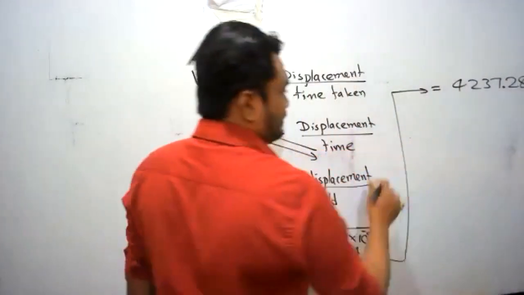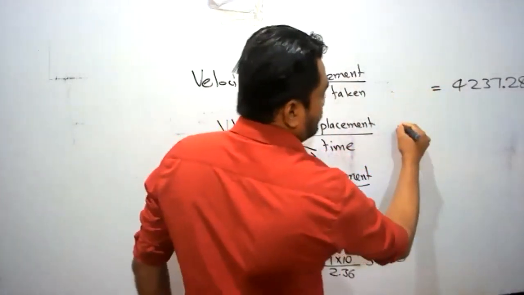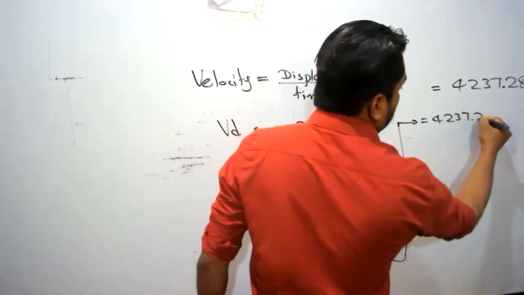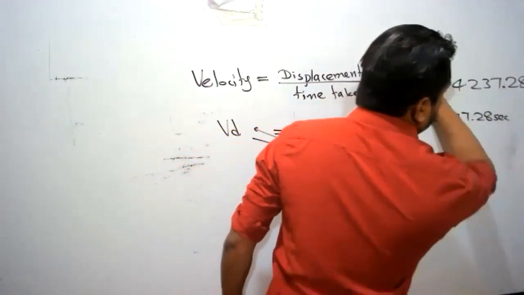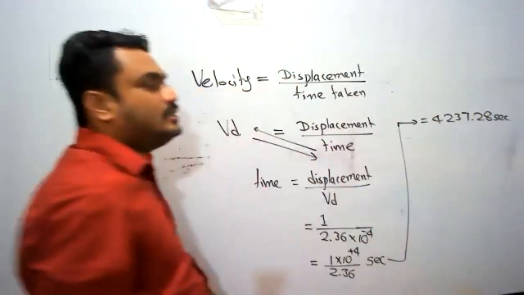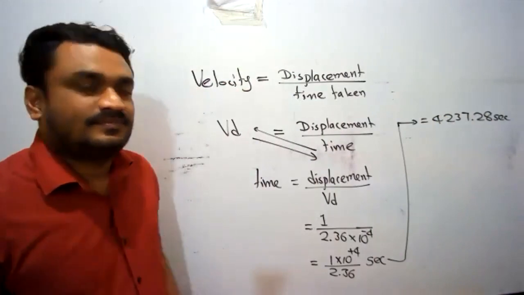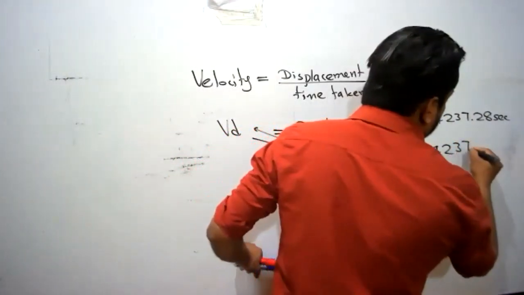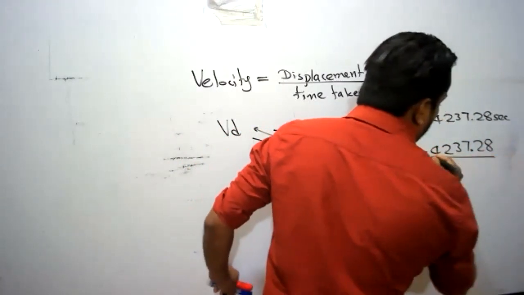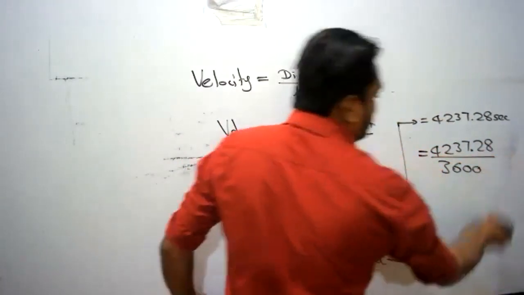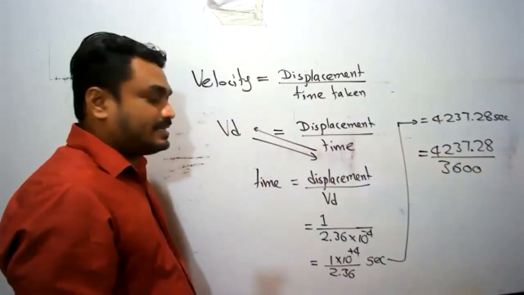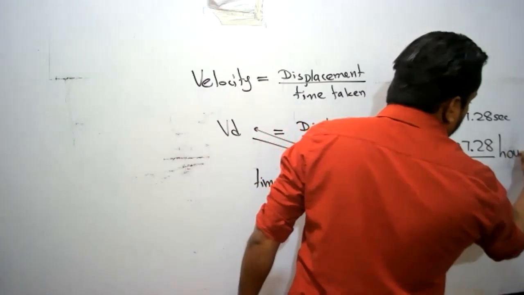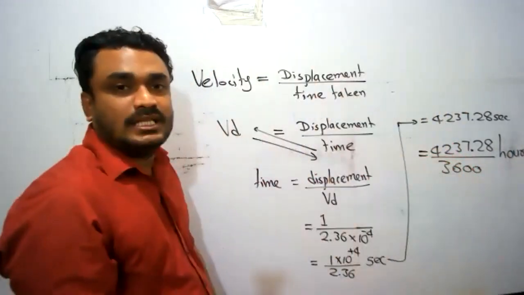How do we convert seconds into minutes or hours? If we divide 4,237.28 by 3600, because we know that there are 3600 seconds in 1 hour, we will get the answer in hours.